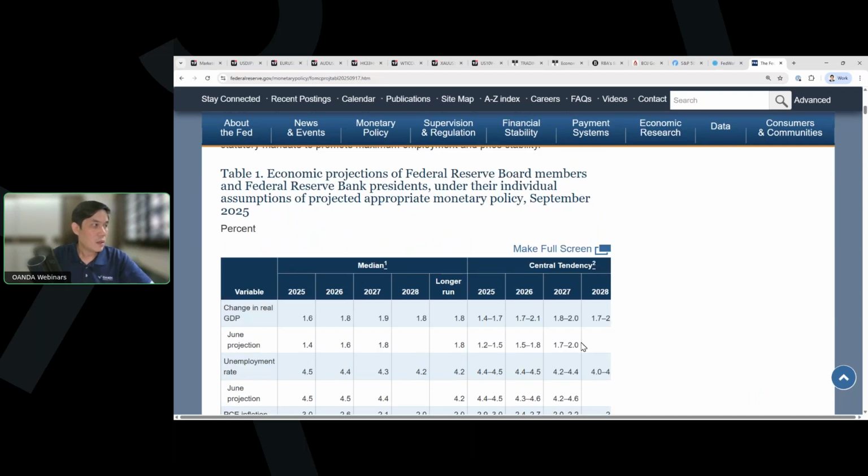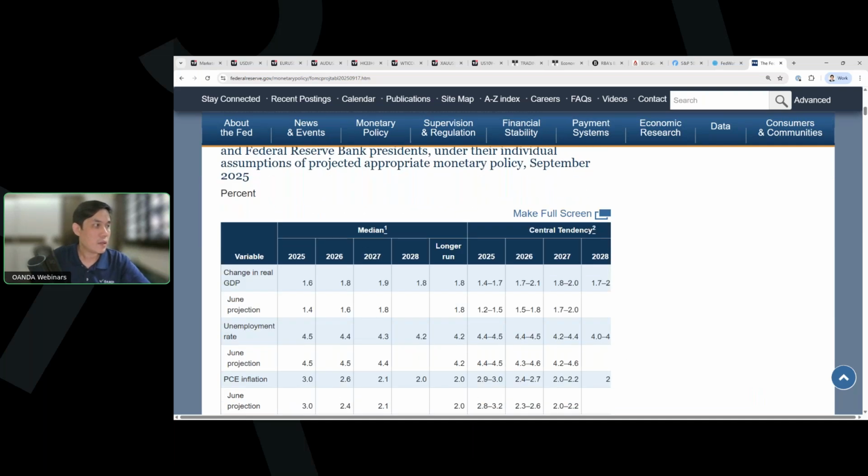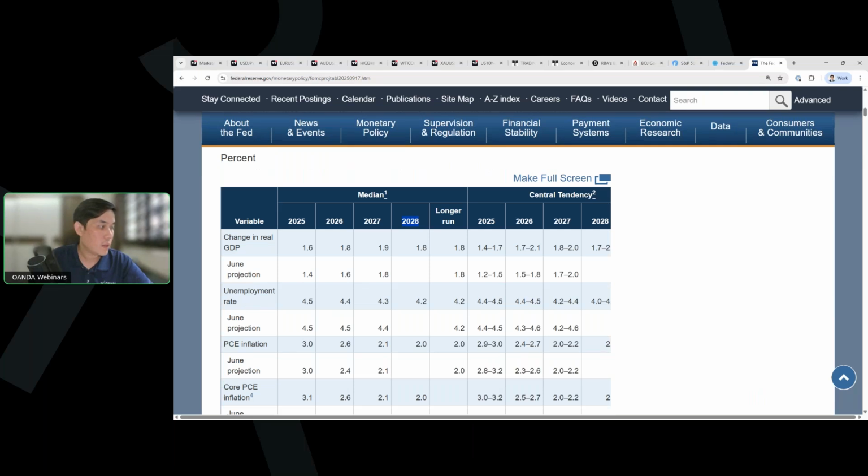All right, so basically there are changes in real GDP. That is talking about potential economic growth. Market participants will now be looking at 2026, 2027, and 2028. Previously the projection was at 1.8% for the September one.